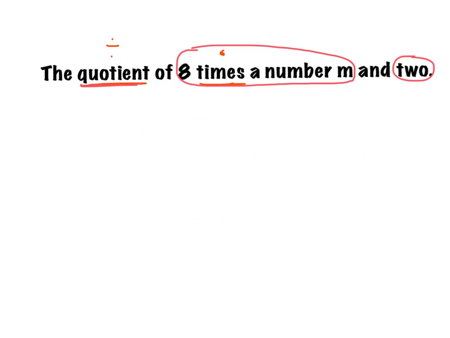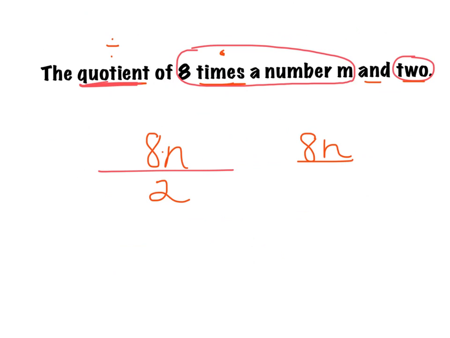So here's what I would do in this one. Quotient means divide. I'm going to put my dividing line. I need two things, one on top, one on bottom. So whatever comes first, that's the first thing in the quotient. So the quotient of 8 times the number n. Well, I can write that as 8n. That means 8 times n. And the other number is 2. So I can write that out as 8n divided by 2, or you could write it as a fraction, 8n over 2.